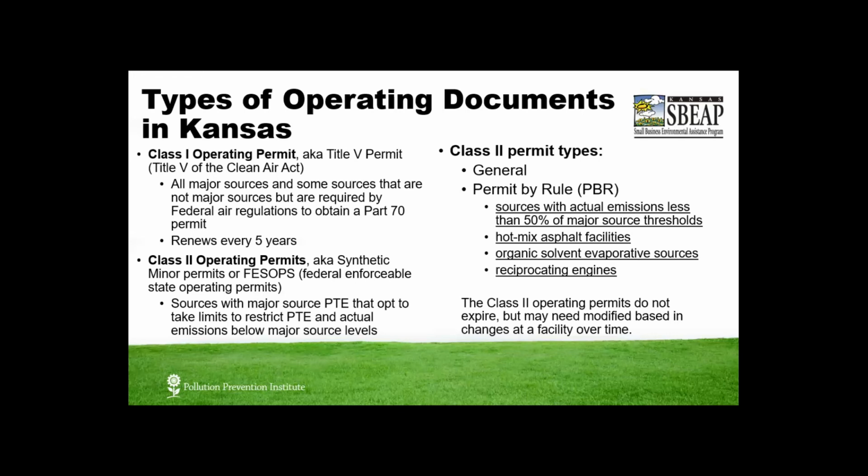Without the restrictions or the air pollution controls, the facility would be a major source needing a Class 1 operating permit. But with restrictions, the source can have a Class 2 operating permit because its actual emissions are below the major source thresholds. The Class 2 operating permits do not expire, but may need to be modified based on changes at a facility over time.